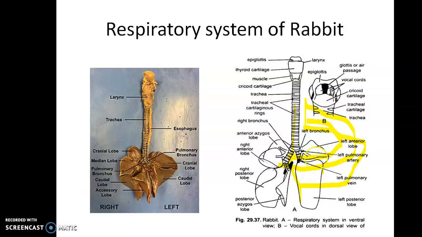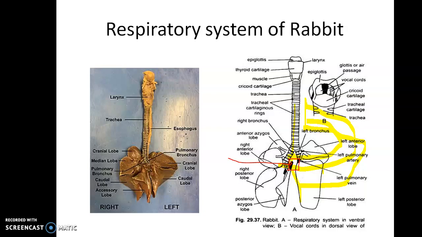This is the cavity between the left and right lung. That gap is called the mediastinum. That's very important, which is the place where the heart is located. This is the mediastinum, and that is where the heart is located.